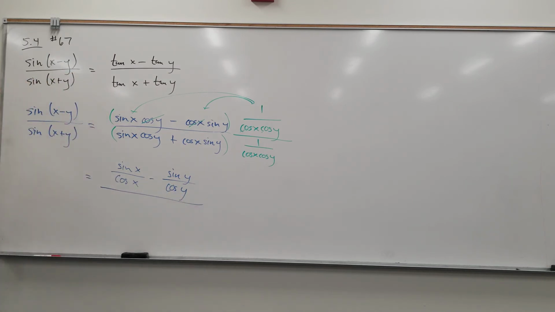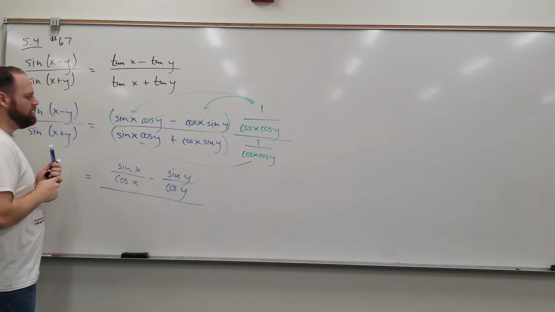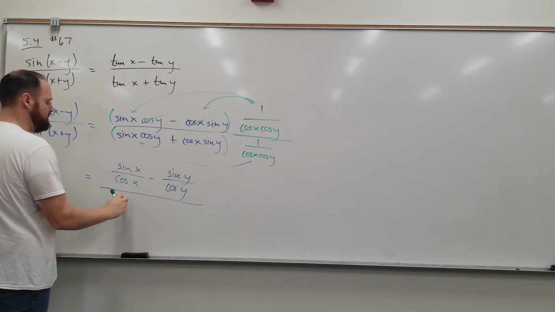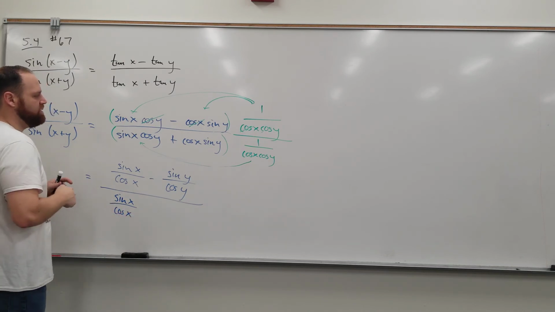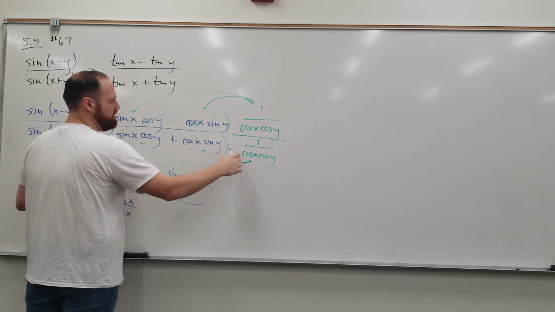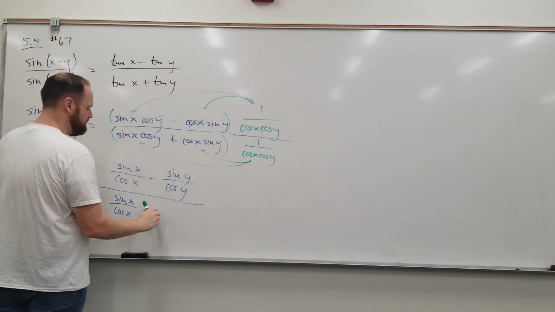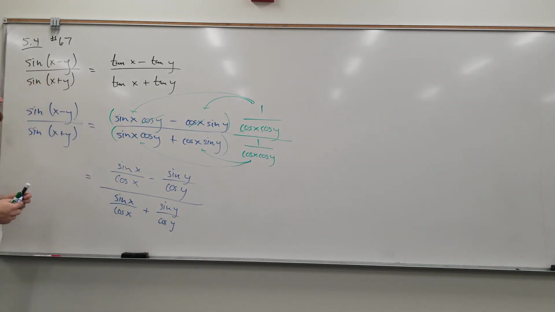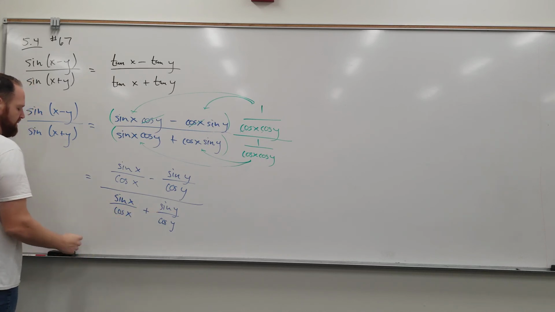And then a very similar thing happens in the denominator, right? When I distribute here, the cosine y's cancel. I'm left with sine x over cosine x. When I distribute here, the cosine x is canceled. I'm left with sine y over cosine y. And there it is. Okay. Right, this is tangent x, tangent y, tangent x, tangent y.